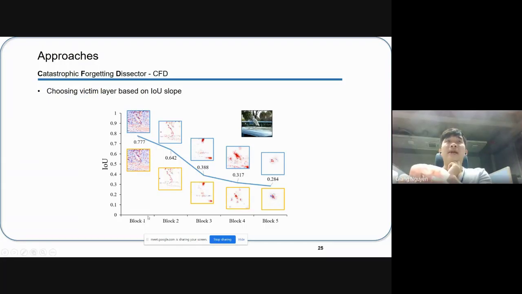So for example, if we have a ResNet, we will have five convolutional blocks, right? So I draw the IOU like this, and I observe the IOU drop to determine which layer is forgetting the most. For instance, in this figure, you can see the biggest IOU drop is observed on block three. So we can somehow conclude from this figure that the model is forgetting the most on block three, and block three is the weakest block.